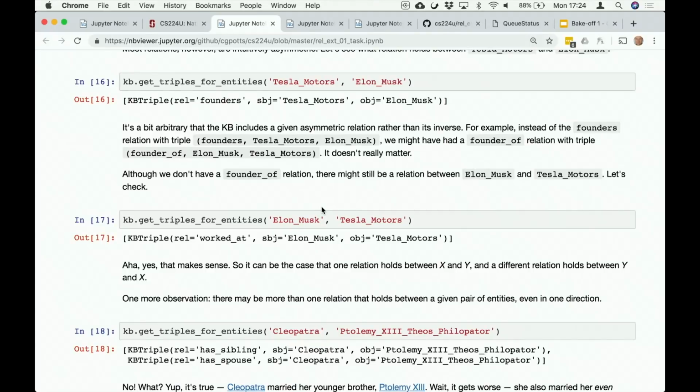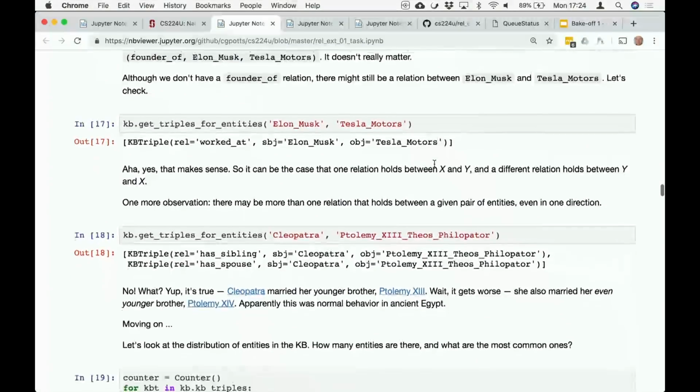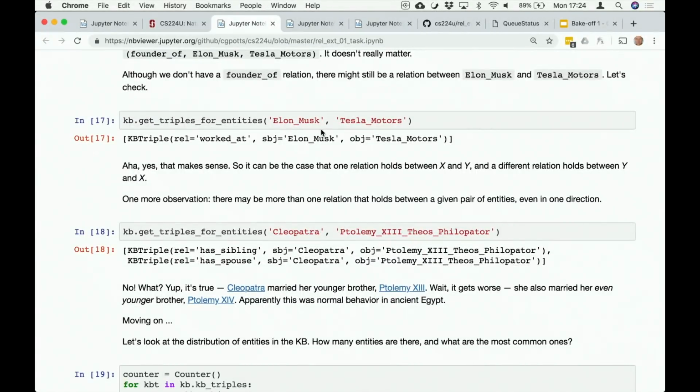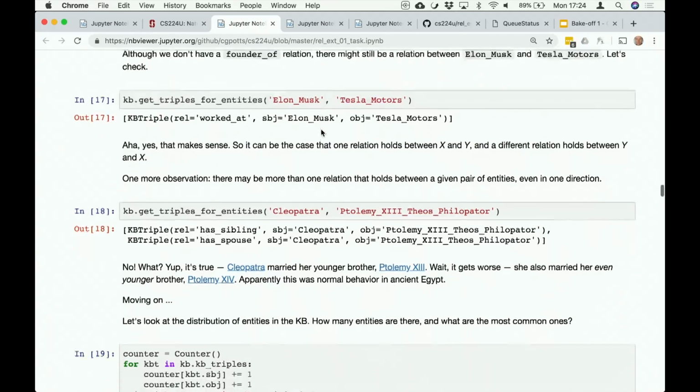We can look up the relations between Tesla Motors and Elon Musk. We get the result that the founders relation holds between Tesla and Elon Musk. That's great. I kind of said some of this already. And then we can look up things the other way around. We can look up the relation between Elon Musk and Tesla Motors. And there is a triple worked at Elon Musk, Tesla Motors. So that kind of makes sense.